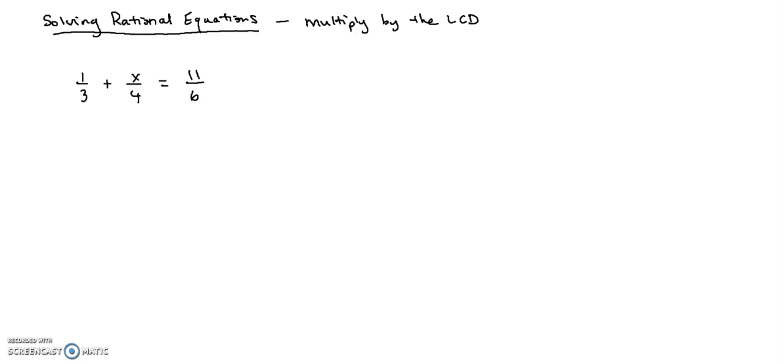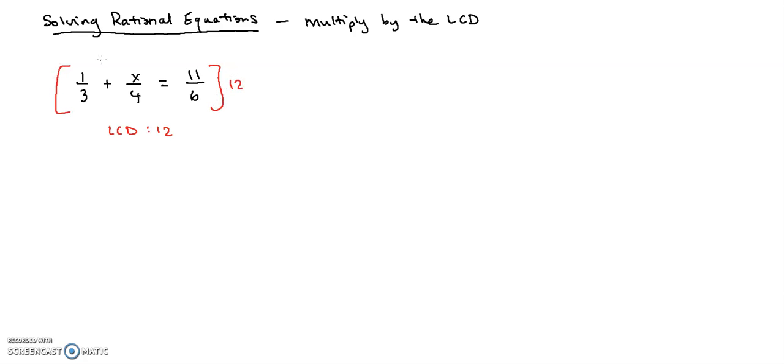So the first thing we want to do is identify the LCD. So for numbers, you've got to look and see what they have in common. So what's the smallest multiple of these? 3 and 4 go into 12, and 6 goes into 12 as well. So our LCD is going to be 12. So we're going to multiply this whole equation by 12.